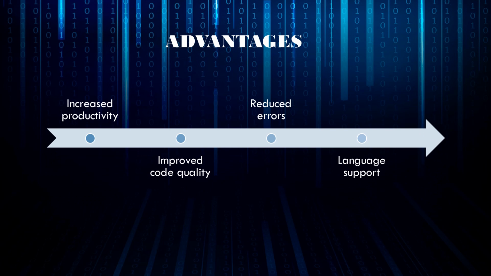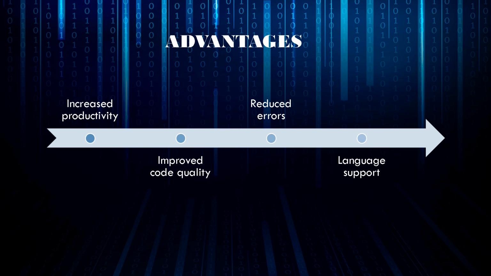Advantages. There are four advantages, which include increased productivity, improved code quality, reduced errors, and language support. For increased productivity, it helps developers save time and effort by quickly generating code snippets and functions, freeing them up to focus on more complex and creative aspects of their work. For improved code quality, it suggests code that follows best practices and is more likely to be correct, resulting in higher quality and more maintainable code.